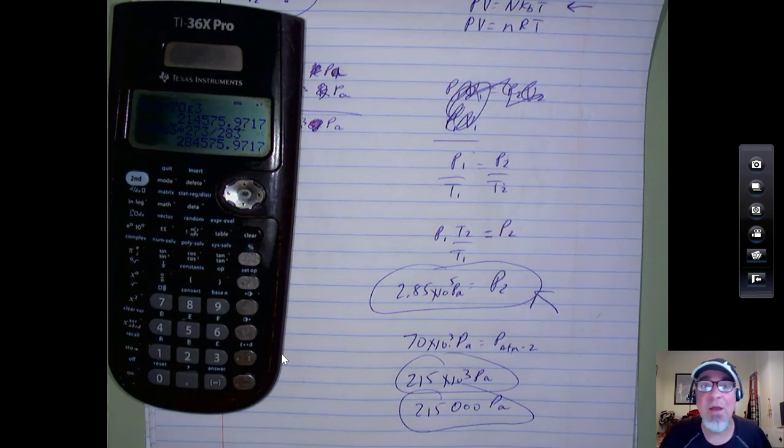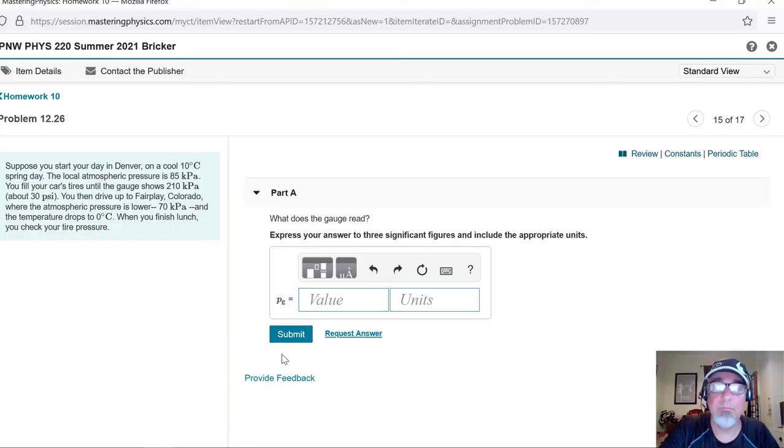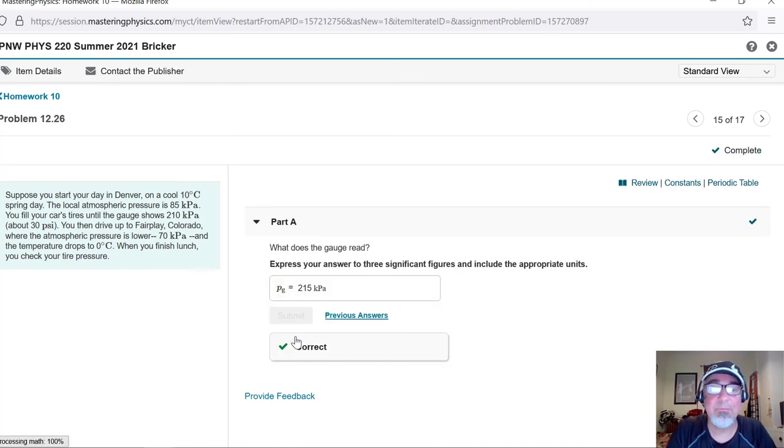Okay, so how do we enter it into Mastering Physics? Let's take a look at that. You probably have different numbers, but this is how I'm just going to do it. 215,000. Now you've got to supply the units. These are pascals, so Pa. Okay, good. It's always good to get the green arrow there.